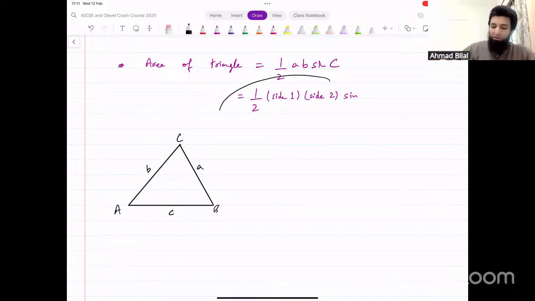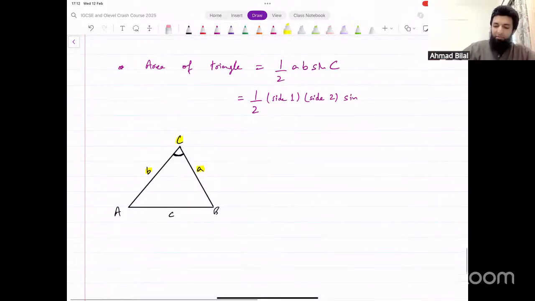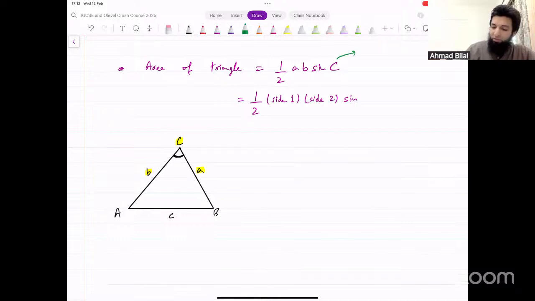Now, you can use this formula when you have two sides given, a and b. It could be any two of the three sides, and the angle between those two sides. C is going to be the included angle. We already talked about included angles before. What's an included angle? Included angle is one that is between two sides. Angle between the two sides.